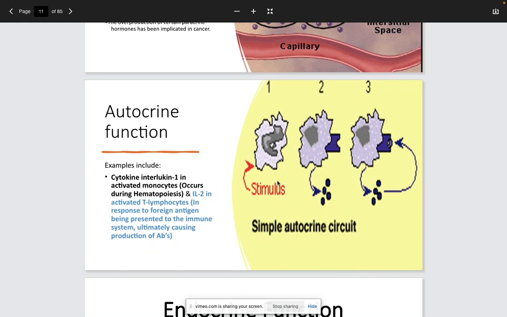So I'm using a lot of big words, and you don't have to know all those right now. All I want you to know is that this stimulus is causing an input, and guess what? It's affecting the same cell, right? This is an autocrine circuit. I don't expect you to know what interleukin 1 and interleukin 2 are at this point.